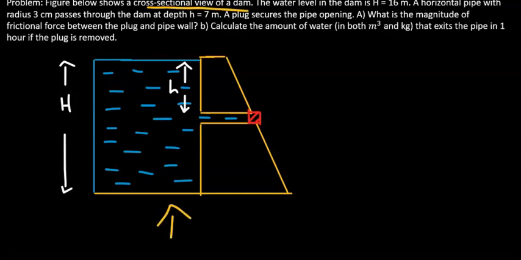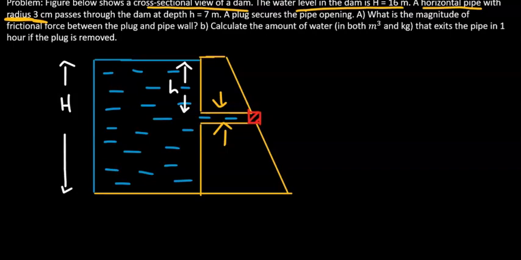So that is this diagram right there. The water level in the dam is 16 meters. So that is the full water level. A horizontal pipe with a radius 3 cm. So that is that pipe right there with the radius 3 cm.